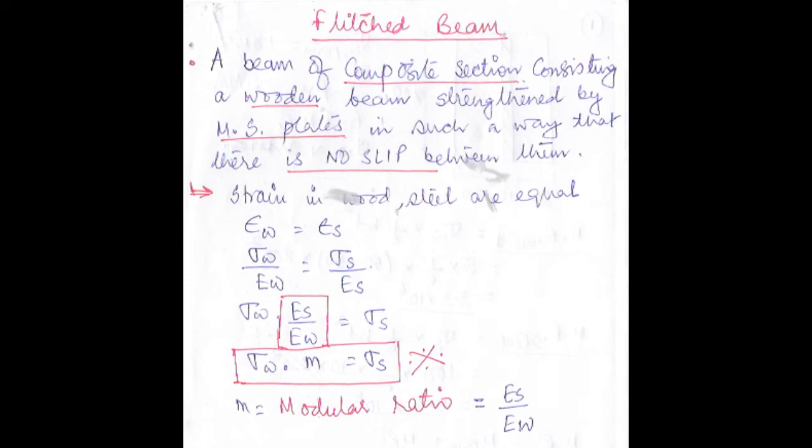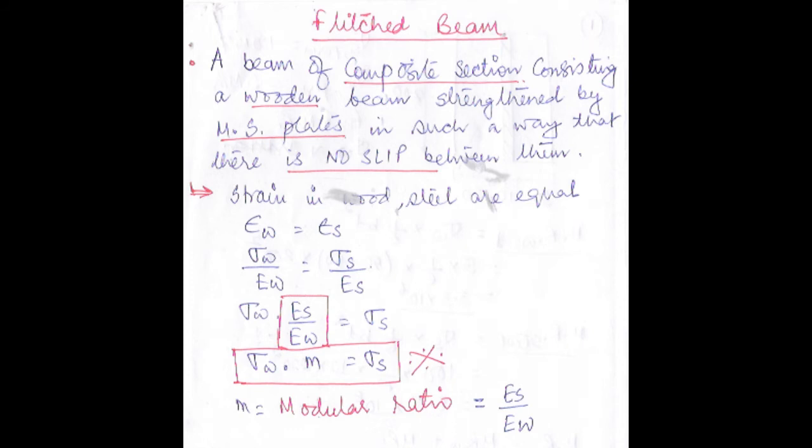So from here we can go further and see that strain in wood and steel are equal, because as there is no slip, whatever is the change in length... what is strain? Strain is the change in length by original length. If there is no slip, that means no extension, no compression, so the strain in wood and steel, both the materials, will be equal. That means in the next line I have written epsilon W equal to epsilon S.